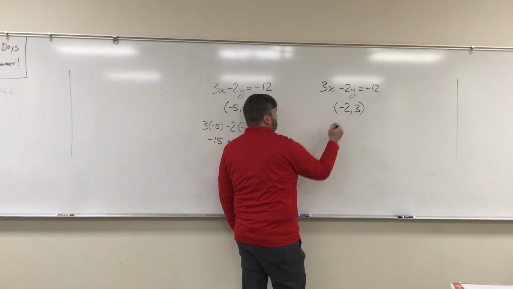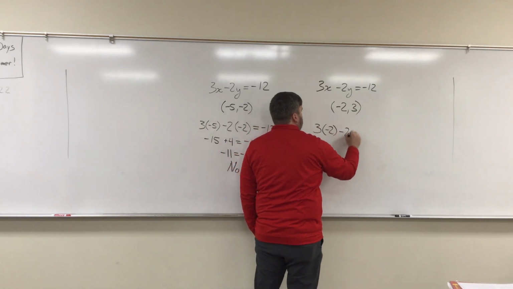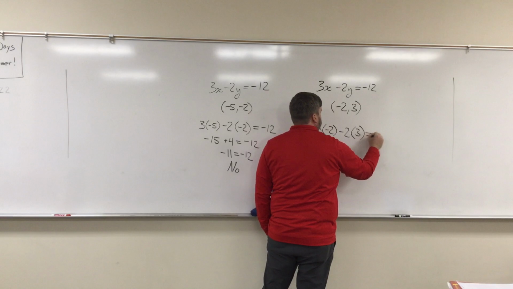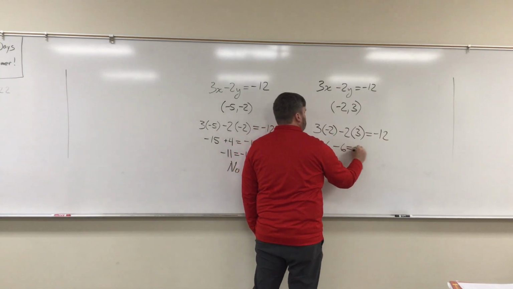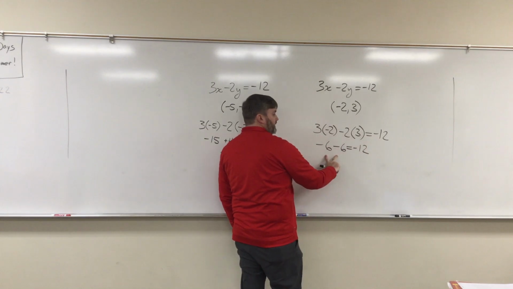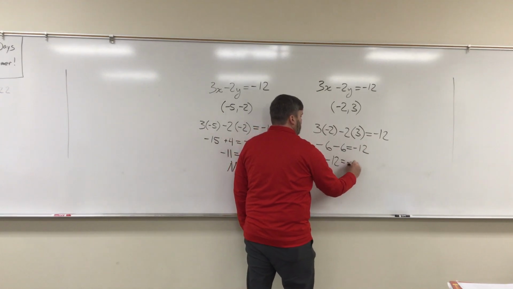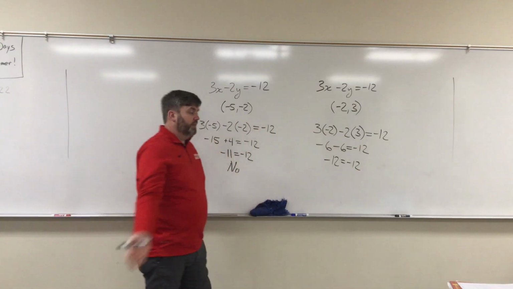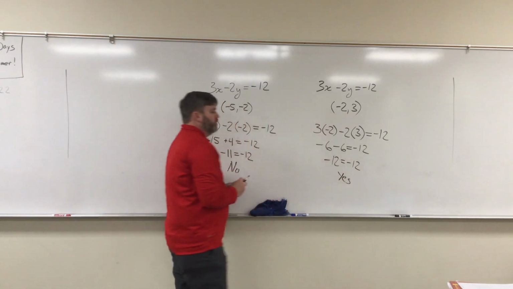Let's see if (negative 2, 3) is. So we got 3 times negative 2 minus 2 times 3. So that's negative 6 minus 6 is negative 12. Negative 6 and negative 6, same signs, keep and add. I get negative 12 equals negative 12. That is a true statement. So yes, that point is on the line.